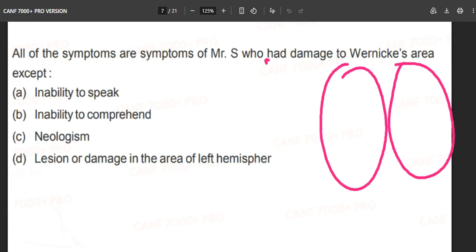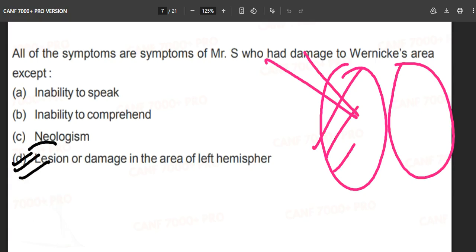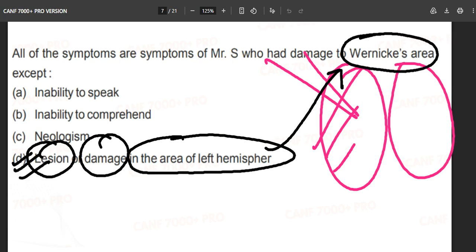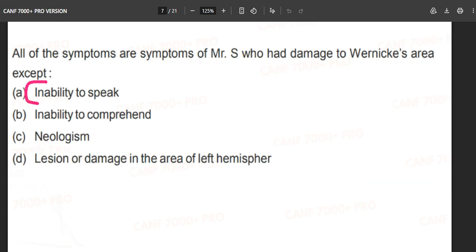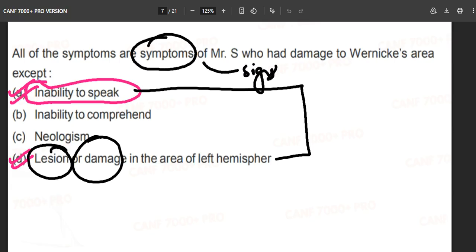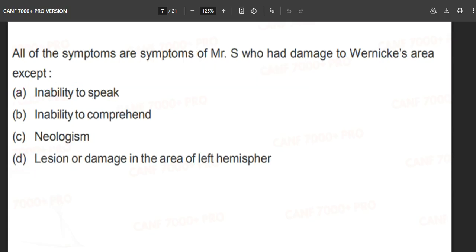Okay, so they have not mentioned exactly where that damage is going to occur. So it is not a symptom, it is just a sign. Lesion or damage in the area of the left hemisphere is also associated with your Wernicke's area. And inability to speak should be the correct answer along with this. So now you have two correct answers, because lesion or damage are not symptoms, these are signs, and that is why this question is left to the subjective side.